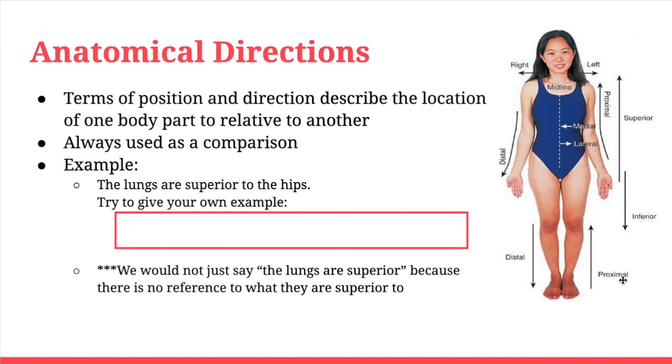What I do want to point out is that you're always comparing two structures. You're not going to just say that the lungs are superior. You need to say that they're superior to something else. Because if you just say the lungs are superior, it's like, well, they're superior to what? You're not comparing them to anything. So all of these directions that we're going to go over will be in comparison to one another. If you still haven't come up with an example, you can pause the lesson here. And then when you type in an example, you can just go ahead and click play again.